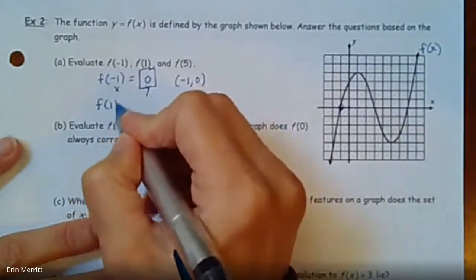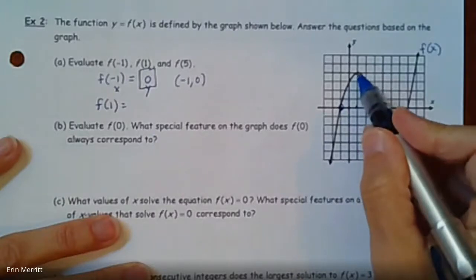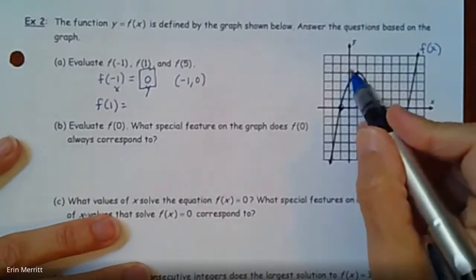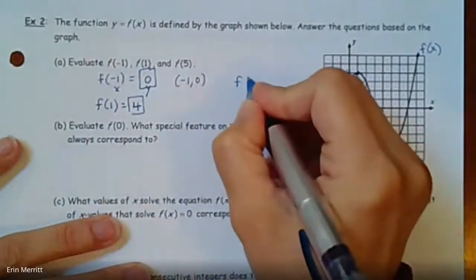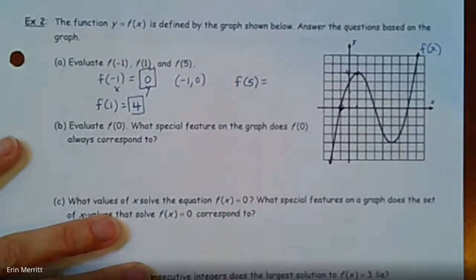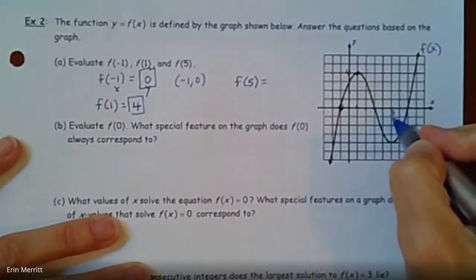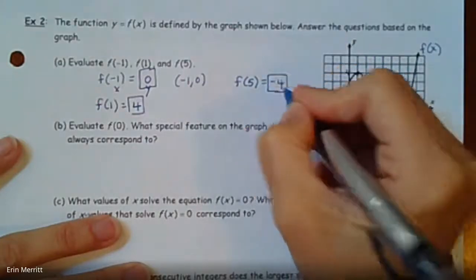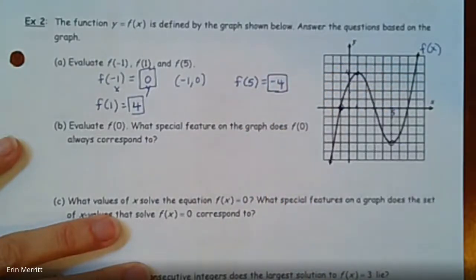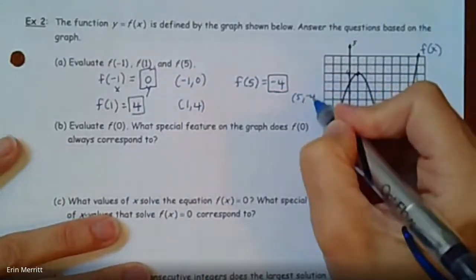Then f of 1: go over to 1 on the x-axis, and go up until it hits. That would be the point 1, 4. Then f of 5: go over to 5, so 1, 2, 3, 4, 5, and then go down 1, 2, 3, 4. That's going to be -4. Those are all obtained by just looking at the coordinate points on the graph. This is the point 1, 4. That's the point 5, -4.